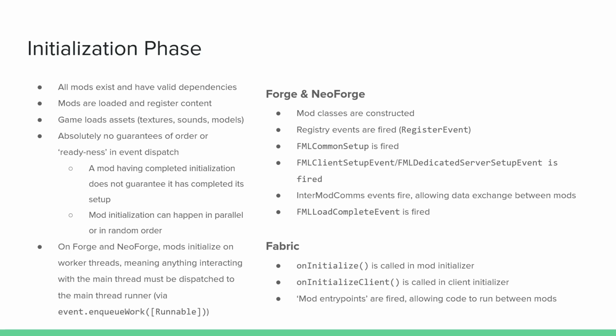And then yeah, so a little bit more about Forge's parallel initialization. Because it runs on a worker thread, as in it's not the main thread, you can't interact with the game's code directly, because it will trigger concurrency errors. So you have to enqueue that work into the main thread. You can do that using the enqueue work method on the event object, which lets you pass lambdas to it to execute on the main thread.